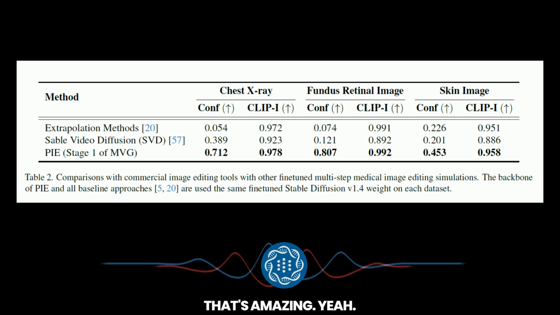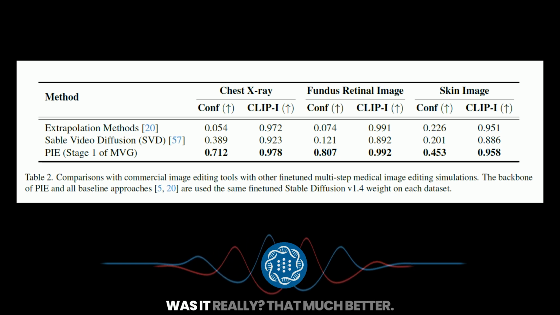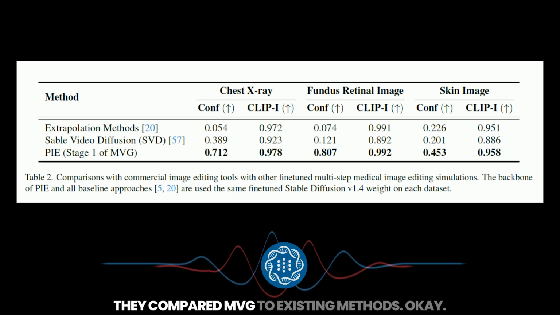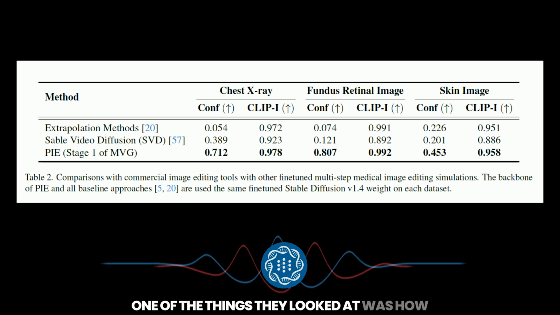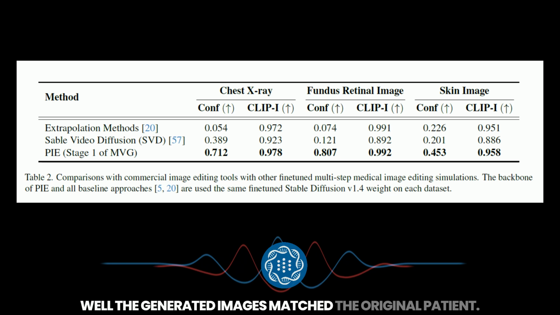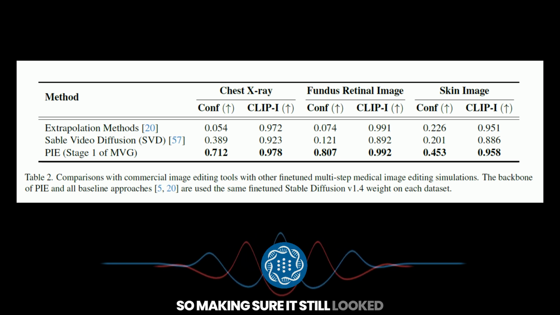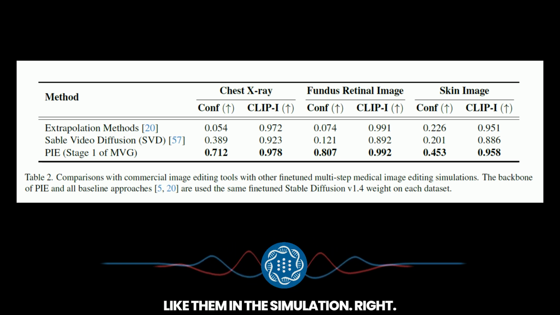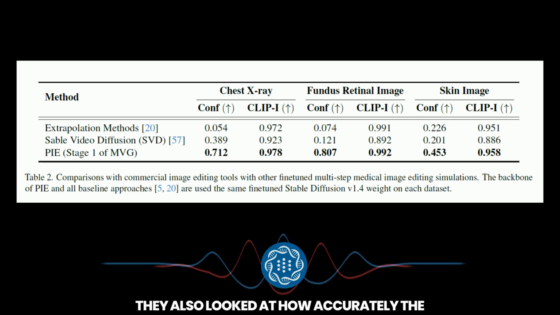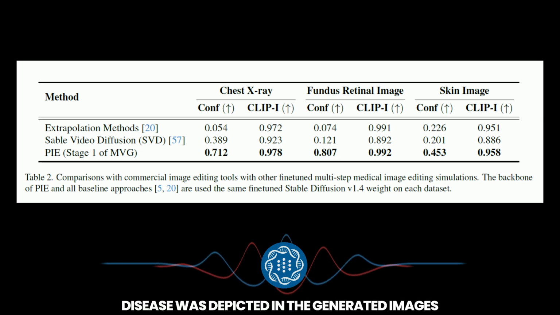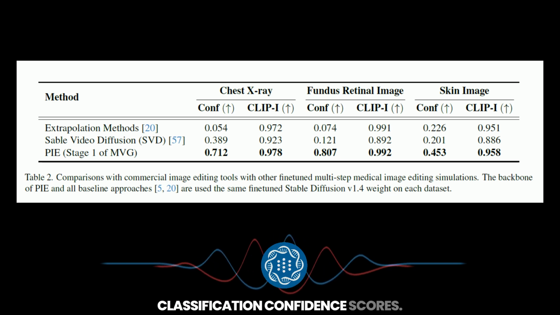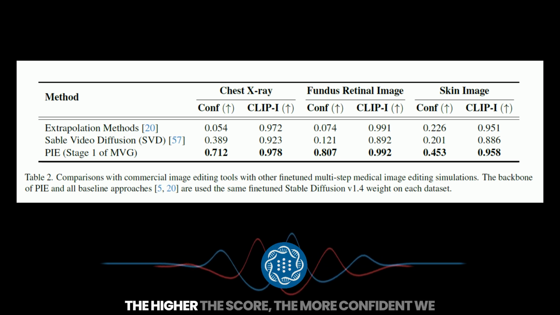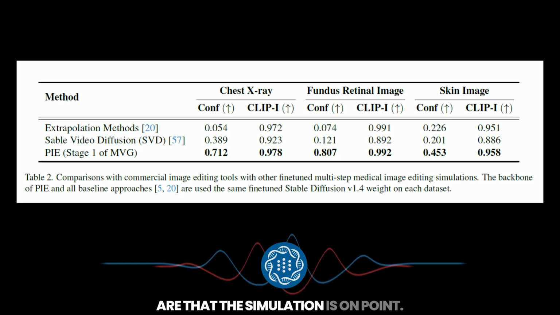That's amazing. But how did it stack up against other methods? Was it really that much better? They compared MVG to existing methods using a bunch of different metrics to make sure it was really delivering. Makes sense. One of the things they looked at was how well the generated images matched the original patient. So making sure it still looked like them in the simulation. Right. They also looked at how accurately the disease was depicted in the generated images, using something called classification confidence scores. Think of it like a test score. The higher the score, the more confident we are that the simulation is on point.